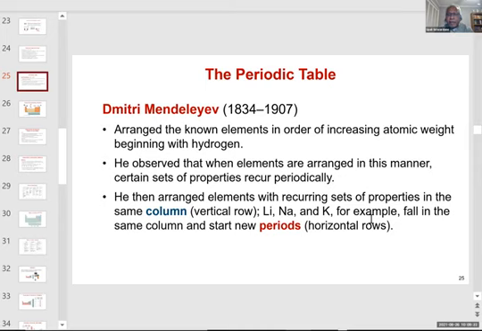Now, half of the atomic weight is roughly equal to the atomic number. Therefore, it coincided with the current modern periodic table, where atomic weight is replaced by atomic number, beginning with hydrogen. He observed that when elements are arranged in this manner, certain sets of properties recur periodically.